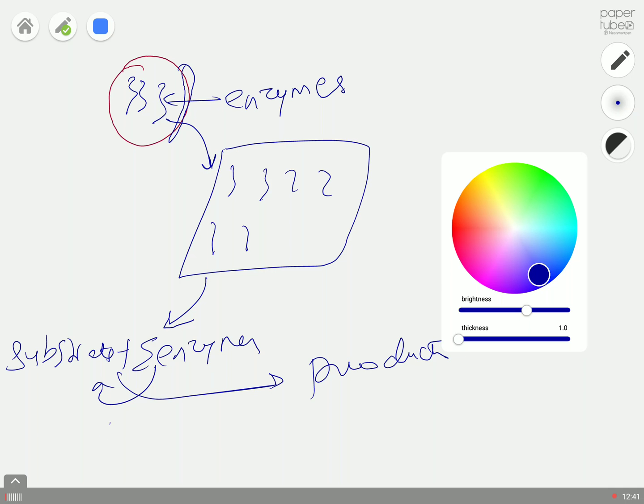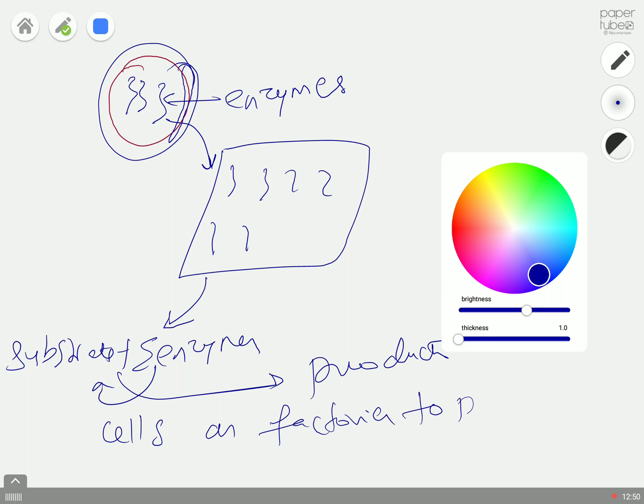If you want, you can call the cells, the whole unit, factories to produce enzymes. I'm just covering the basics of enzymes before going into enzyme kinetics. So what does that mean? We can disintegrate a cell and extract the active unit, which is called an enzyme, and which has some catalytic property. That's why we call cells a factory or a unit where enzymes can be produced.